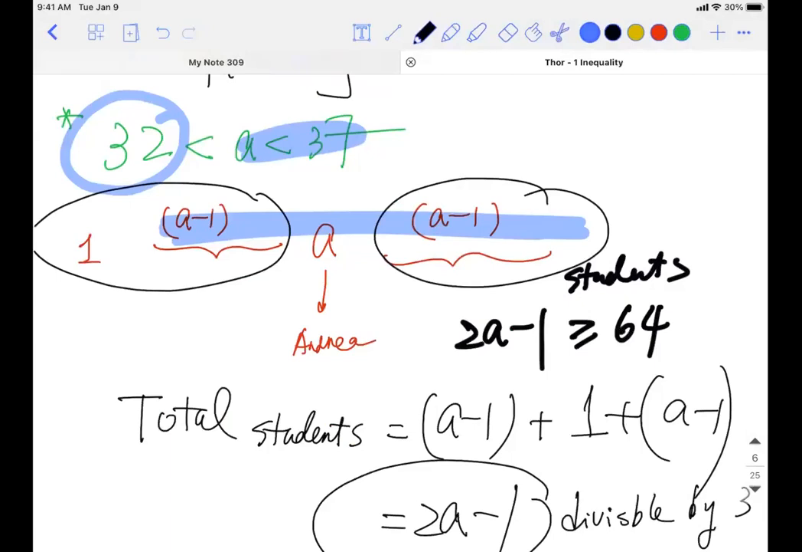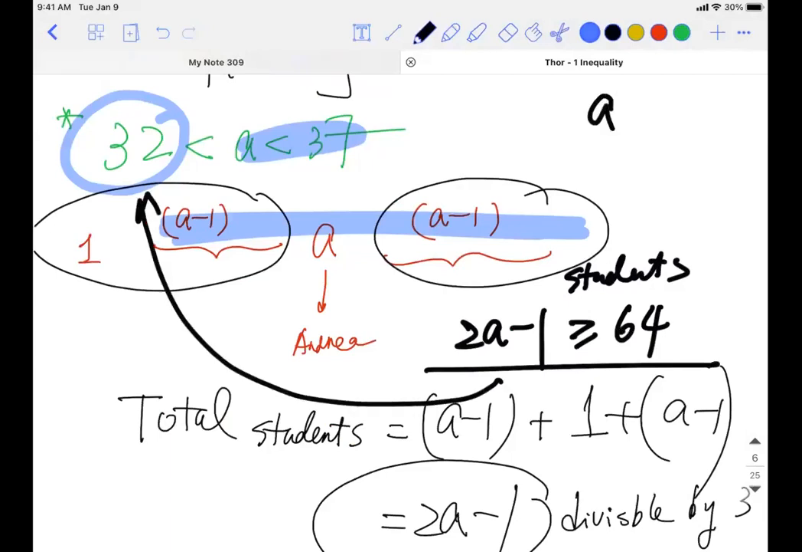Carla might be the last one, but at least 2A minus 1 should be greater than or equal to 64, which makes sense, right? So that being said, if you plug in here, you'll be able to find out A is less than 37, which is actually greater than or equal to 32. Which makes sense, right?